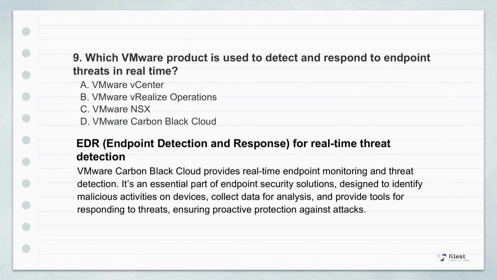Right. Okay, question 9 is pretty direct. Which VMware product is used to detect and respond to endpoint threats in real time? Answer: D. VMware Carbon Black Cloud. Yeah, we touched on this earlier with EDR. Carbon Black Cloud is VMware's flagship platform for that endpoint security piece.